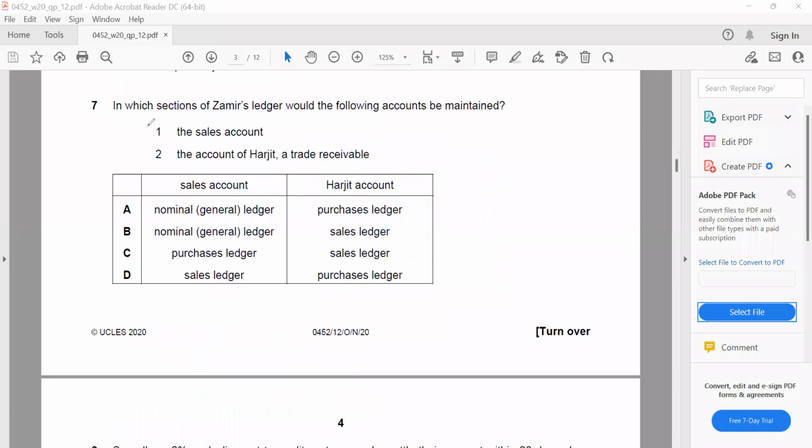Okay, question 7. In which section of Zamir's ledger would the following account be maintained? The sales account, the account of Hajib, a trade receivable. Sales ledger is not referred to the sales account; the sales account is under the general ledger. But Hajib is a trade receivable, so it will be under the sales ledger. So the answer should be B. Okay, now let's continue.